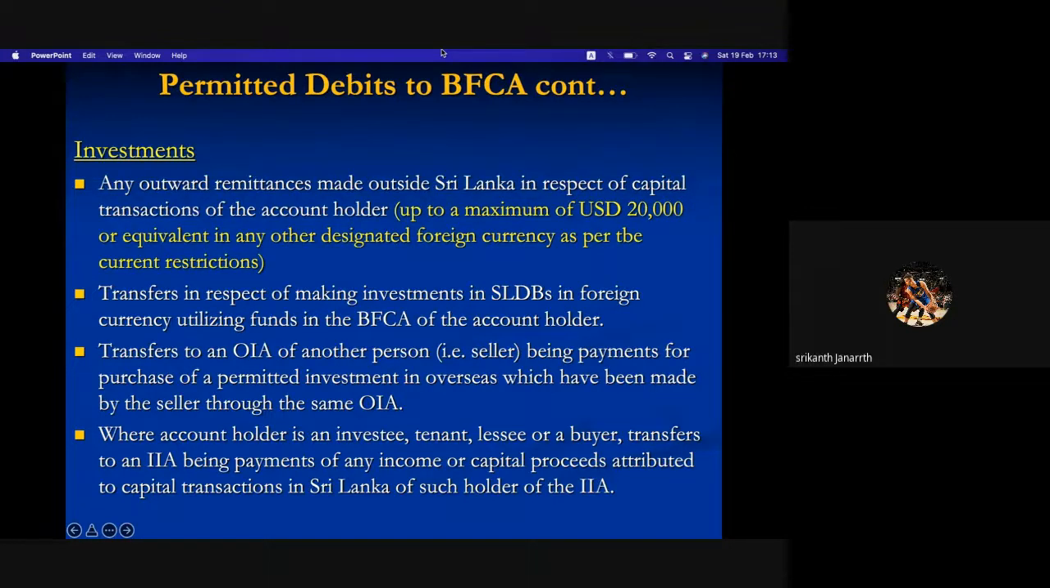It's really not required at this moment. When you don't have money, what is the point of investing outside? When we have money, then remitting is okay. But when we don't, it's the right decision taken by the central bank not to allow any BFC holder to personally invest outside Sri Lanka any amount. So that has been reduced to $20,000 until further notice.